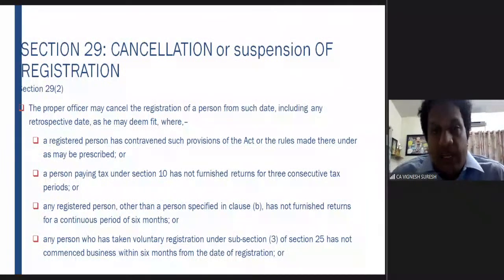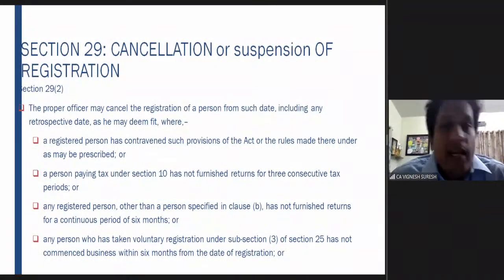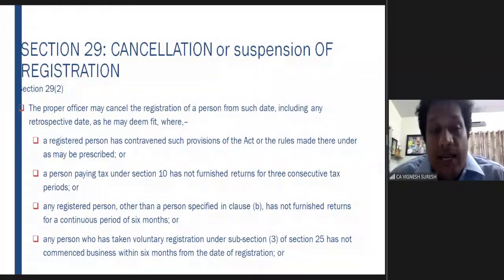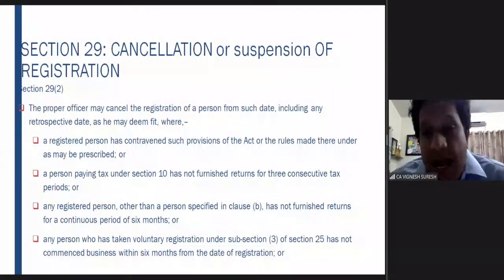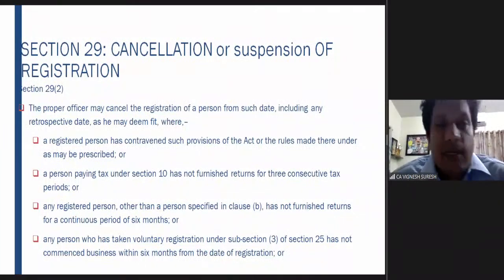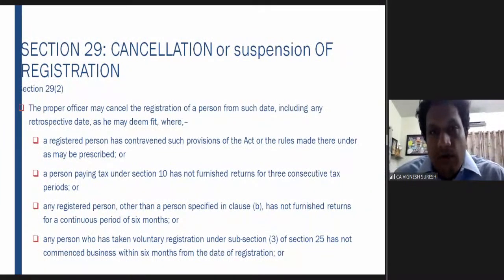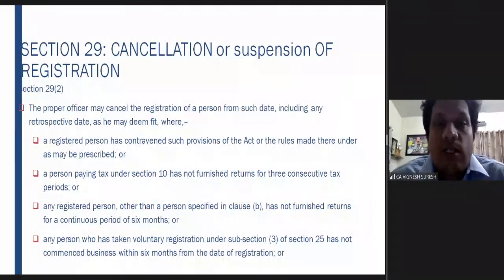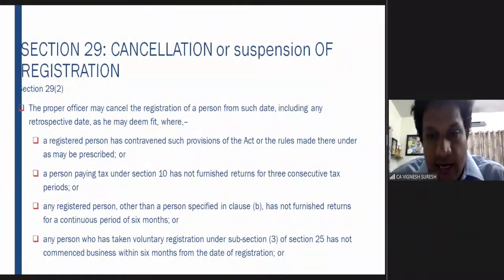29 subsection 2 says that the proper officer may cancel the registration from such date, including any retrospective date, that is from a previous date also, where he feels that the registered person has contravened such provisions of the Act or rules made therein. So the registered person has contravened the provisions, that means he has violated the provisions of the GST Act, due to which the officer feels that he will cancel this person's registration because he has not complied with the section. So he can go ahead and cancel it.